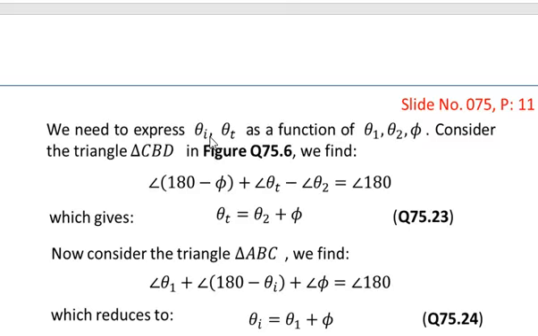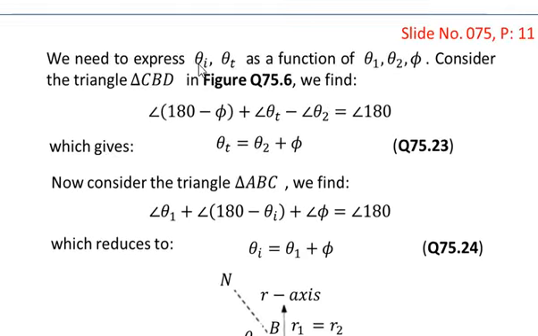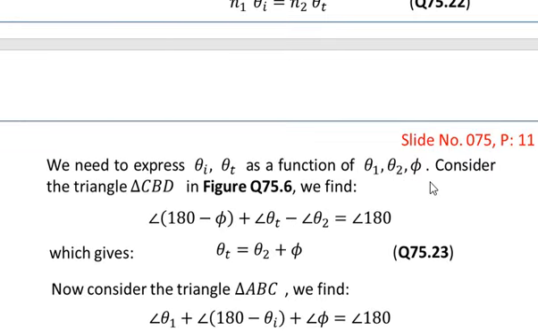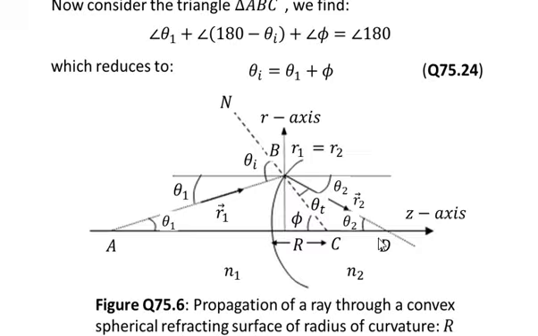We need to express theta I and theta t as a function of theta 1, theta 2 and phi, because we have to represent these two angles, the theta I angle and the theta t angle, in terms of the parameters of the system, and the parameters of the system are the angles theta 1, theta 2 and phi. Consider the triangle CBD in figure 6. So C, B and D. Consider this figure.